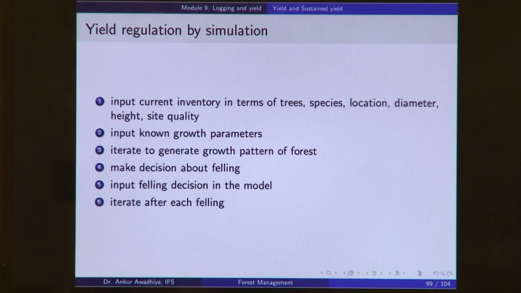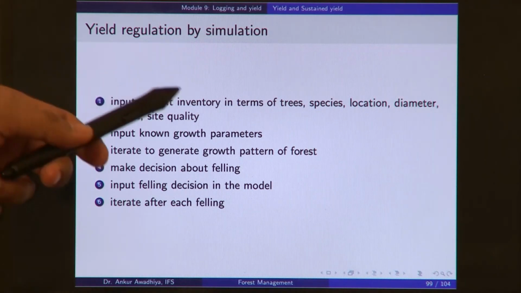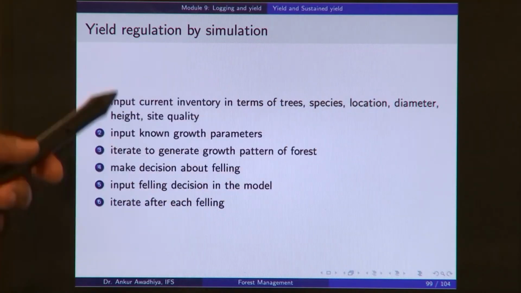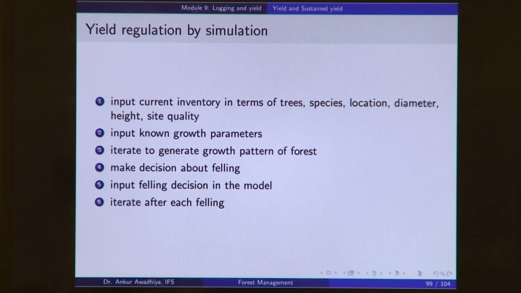Next, we also have yield regulation by simulation, which we make use of these days. Yield regulation by simulation makes use of computer programs to do the number crunching. So, these are the steps. One, you input the current inventory in terms of trees, species, location, diameter, height and site quality. So, essentially you are modeling your forest.